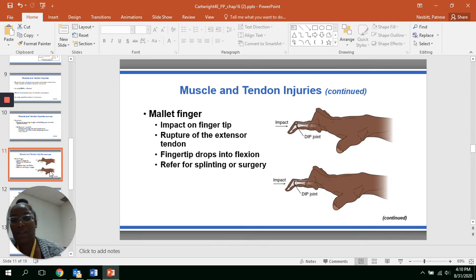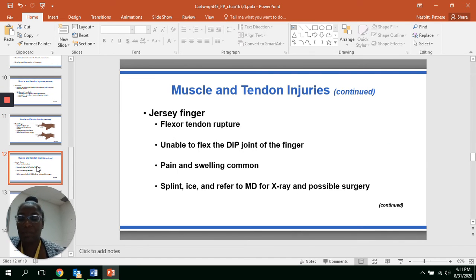All right, so we got mallet finger, right at the fingertip. You see where it says DIP joint? That is the distal interphalangeal joint, because it is at that specific finger, the joint being in a distal position at the top of the finger, or at the top of the bone rather. With mallet finger, your finger drops in flexion. Oftentimes in this particular case, you will have to have surgery, and a splint is required for mallet finger to repair it.